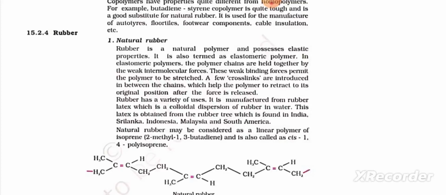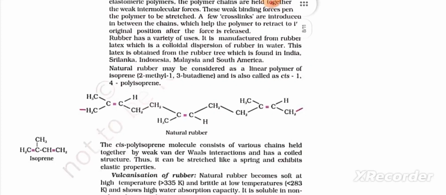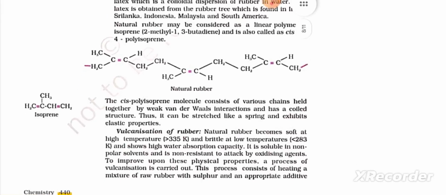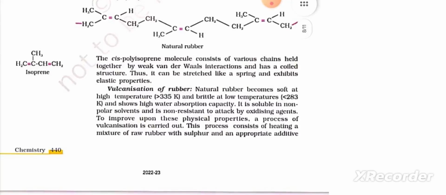Natural rubber may be considered as a linear polymer of isoprene, 2-methyl-1,3-butadiene, and it is also called cis-1,4-polyisoprene. The cis-polyisoprene molecule consists of various chains held together by weak van der Waals forces of attraction and has a coil structure. Thus, it can be stretched like a spring and exhibits elastic property.